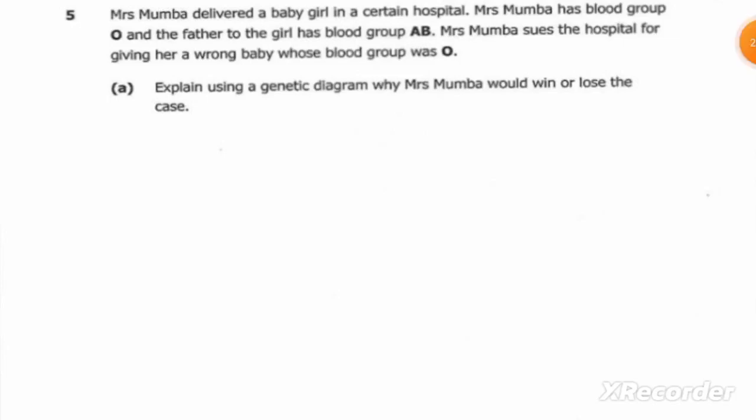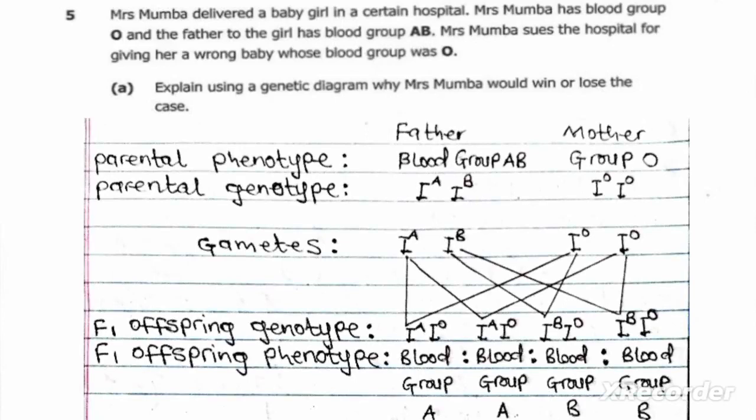So therefore, let us produce the genetic diagram or genetic crossing with each and every detail. So we have the father, mother. Parental phenotype means something that you are able to see, that you are able to observe. So you can observe that this father has blood group AB, but we don't know the alleles, we don't know the genotype of the father.